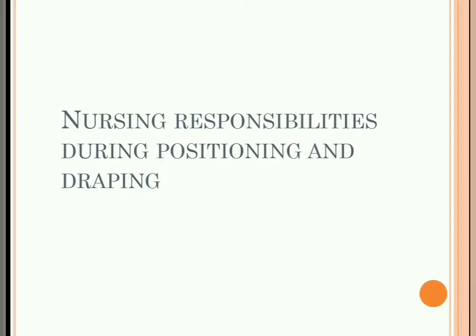Our nursing responsibilities during positioning are to maintain good respiratory function, maintain good circulation, prevent pressure on the muscles and nerves, ensure good exposure and accessibility of the operative field, and good access for the administration of anesthetic and observation of the effects.